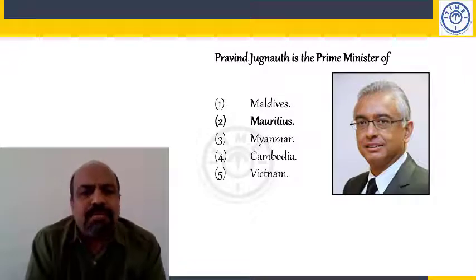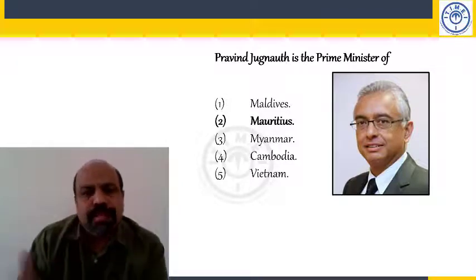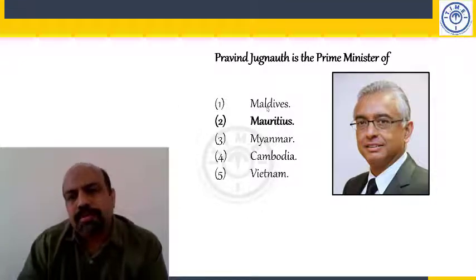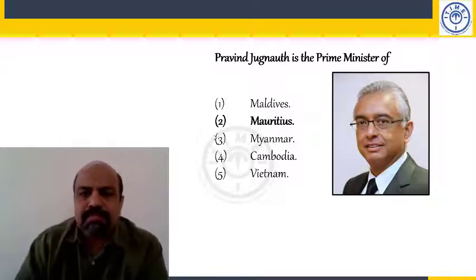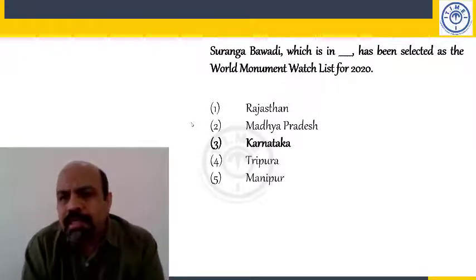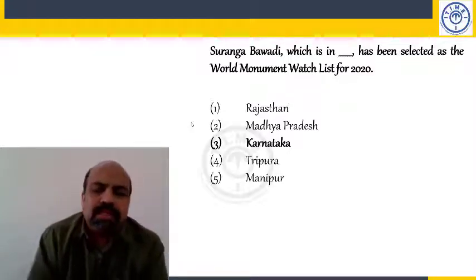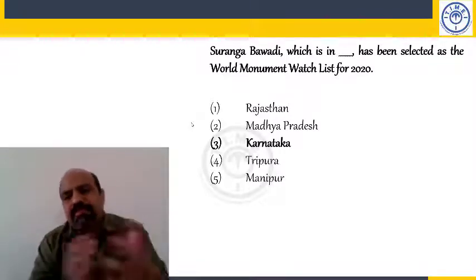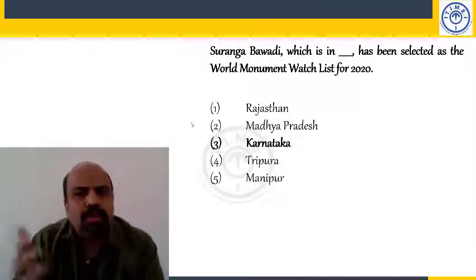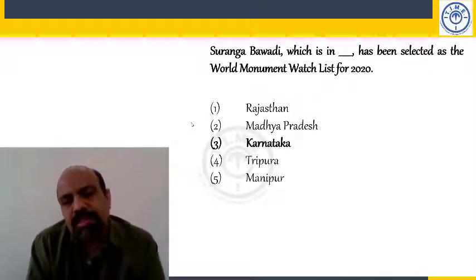So, Vietnam, Cambodia, these are basically Buddhist countries. Myanmar is Buddhist. Mauritius and Maldives are Muslim. Maldives is predominantly Muslim. Mauritius, it's a mix and match. Suranga Bavadi, which is in Karnataka, has been selected a world monument. It's an underground well, basically, a series of tunnels, which in the past had helped store water, move water between places. Okay, so suranga means, as you know, tunnel.